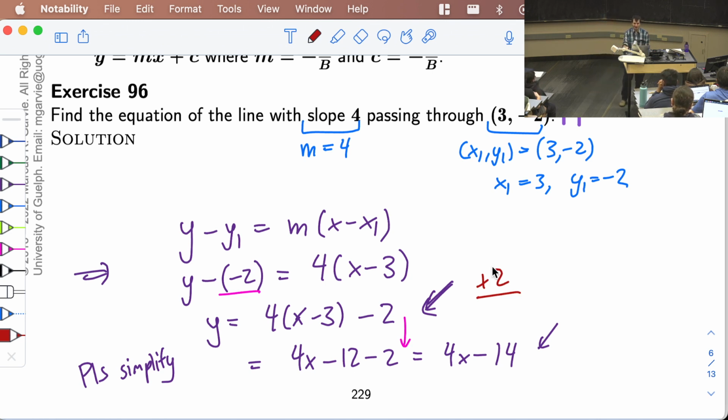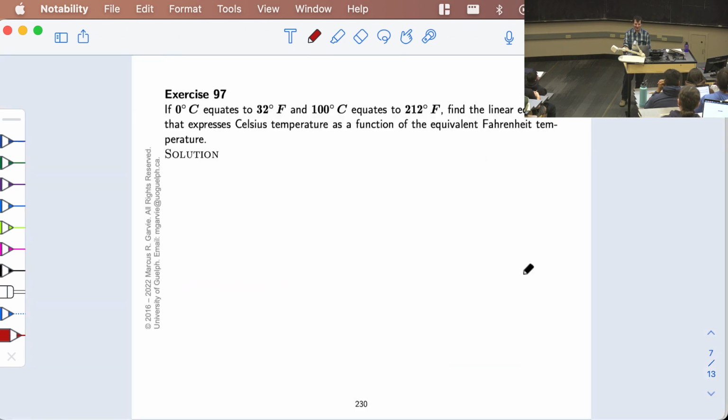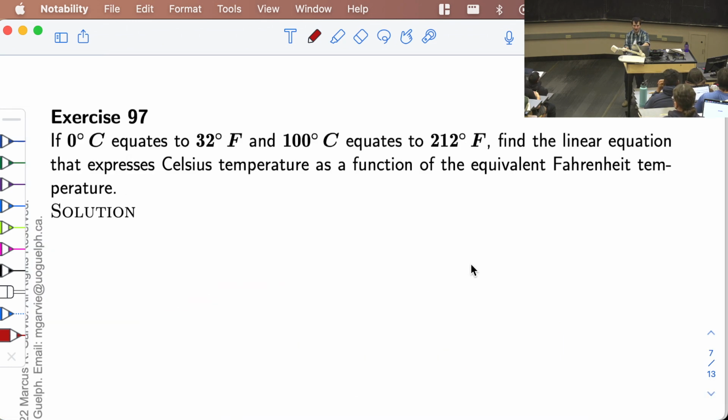OK, we're going to do one more. That's going to be a harder one. And that is this question about Celsius and Fahrenheit. So the question says, if 0 degrees Celsius equals 32 Fahrenheit and 100 Celsius equals 212 Fahrenheit, find the linear equation to express Celsius as a function of Fahrenheit. So we're converting from Fahrenheit to Celsius.